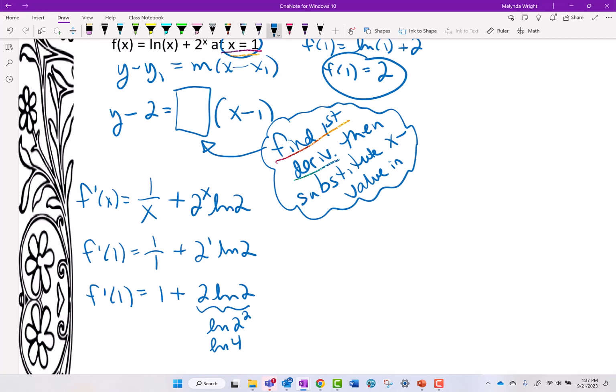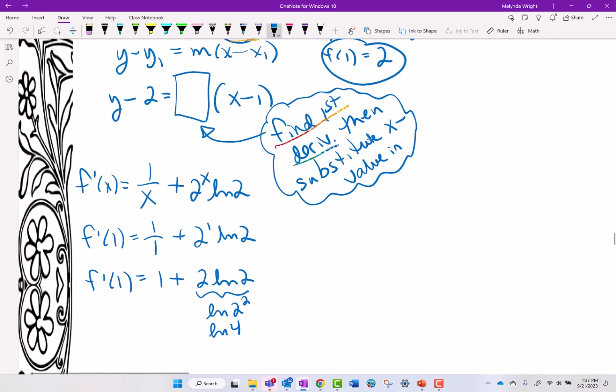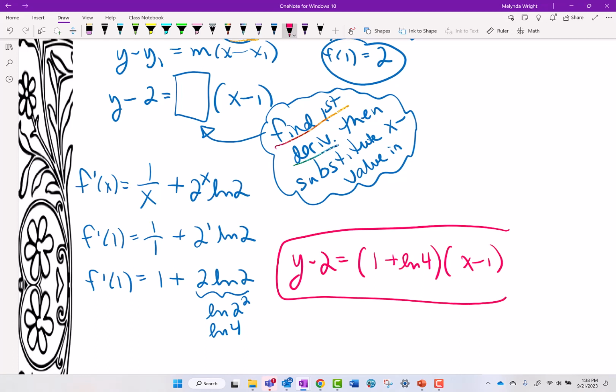So now we're ready to finish our tangent line equation. So I'm going to write it out here, just write it in a different color. So I've got y minus 2 equals, and I'm going to put the derivative, the slope value, in parentheses because it's just a weird number, right? And I'm going to put it back like they would write it on a multiple choice question. 1 plus ln 4. Okay, that's my slope times x minus 1. And this is my tangent line.